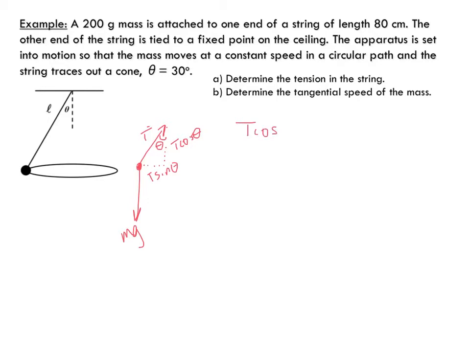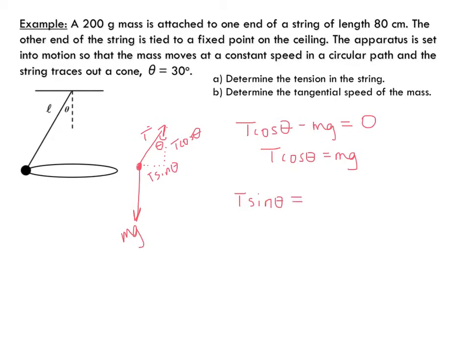Again, writing the sum of the forces in both directions, I have T cosine theta minus mg is equal to 0. Again, it is not accelerating in that direction. So we know that T cosine theta is equal to mg. And T sine theta is going to be positive because it's going towards the inside of my circle.